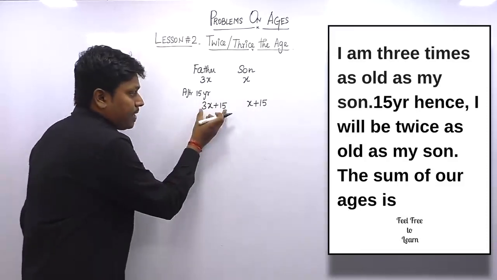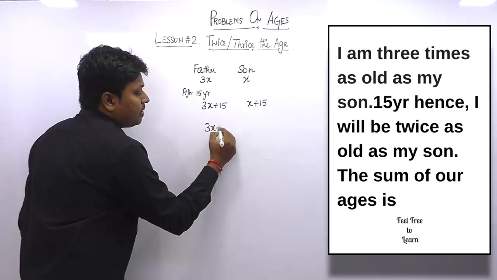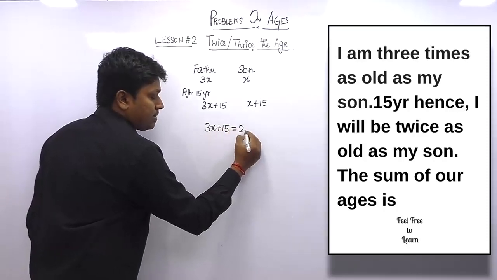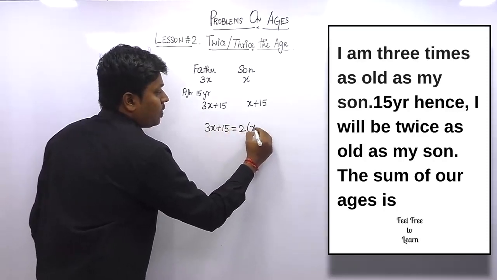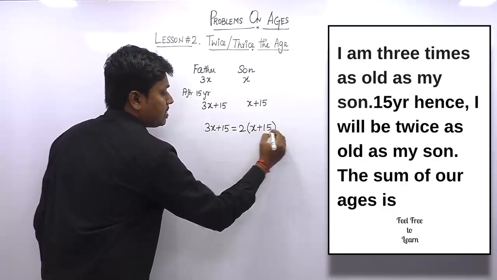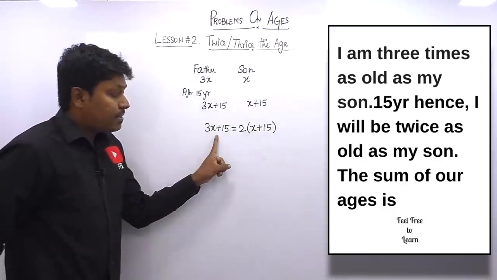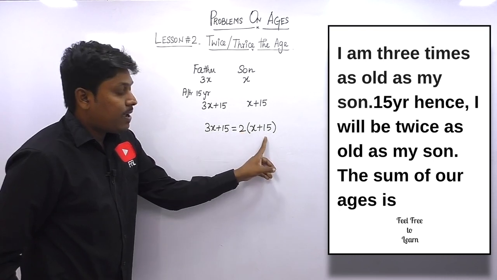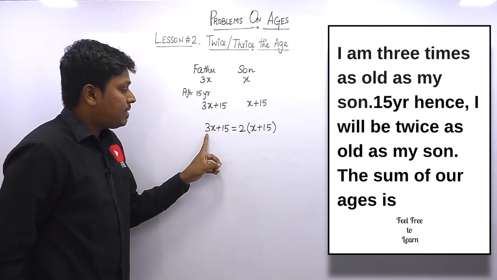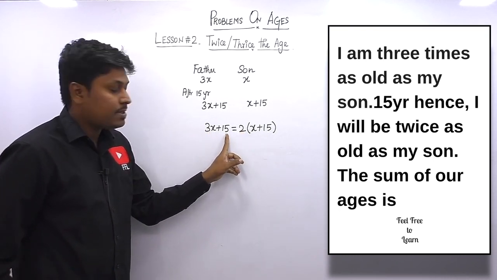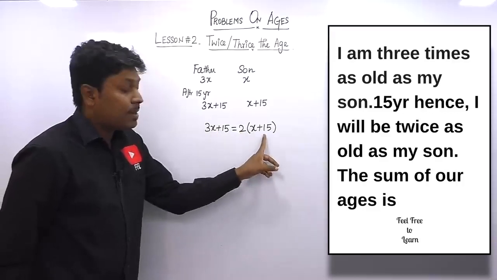Listen here. Father's age will be twice, 2 times, that is twice as old as my son. So the son's age will be x. Friends, got the point, right? So the father's age is 2 times the age of the son. So we can say 3x plus 15 after 15 years, the father's age is twice compared to his son.